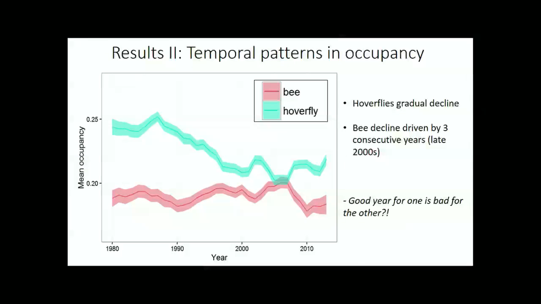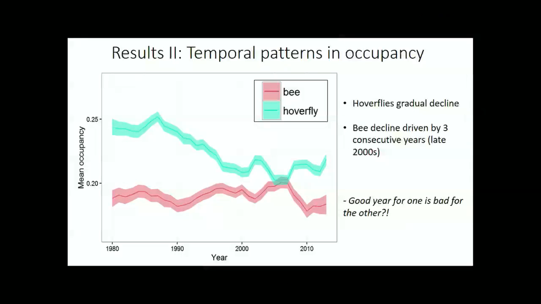So what those previous plots don't tell us is anything to do with any temporal patterns in these changes. So did these two 15% declines essentially come about from the same process to get to that same point? I've just plotted mean occupancy here against year across all the species within the two different groups, and you can see that there's different patterns, different temporal trends to what's going on. So the hoverflies have shown this sort of gradual decline, starting in the late 1980s, whereas bees, if anything, were kind of increasing from the mid-90s to the mid-2000s, but then their declines are driven by these three consecutive bad years in the late 2000s.